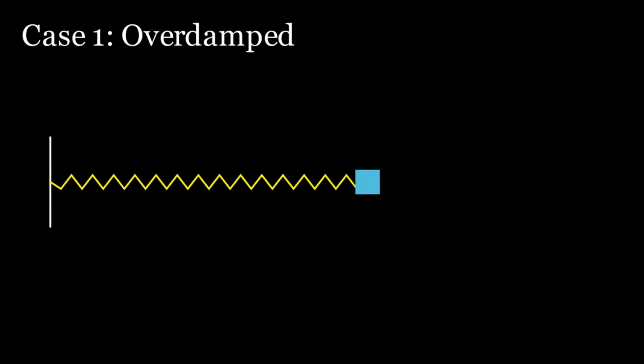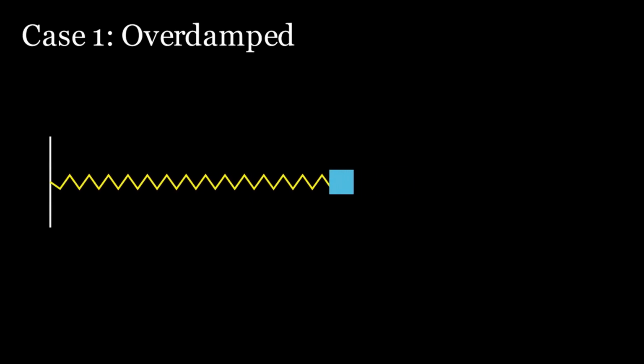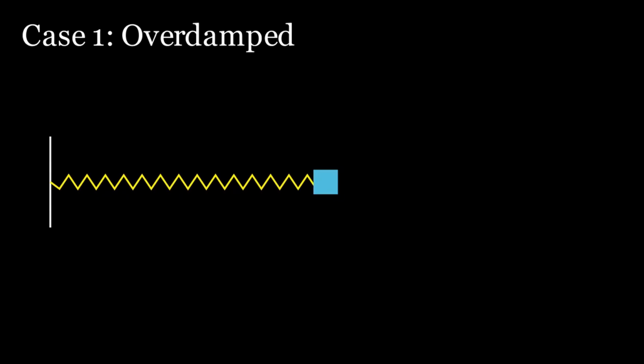Remember that omega naught related to our b term, and that b term related to the friction or the damping force. So in this case, the damping force is much greater than the restoring force. This causes the mass to slowly return to its normal position.